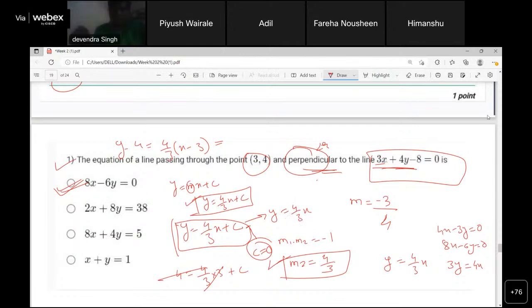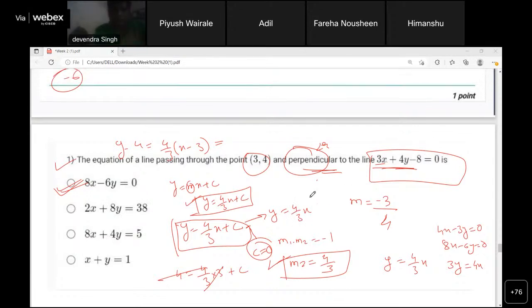Just multiply it, it will be 4x minus 3y equals 0. We can divide and multiply by any integer and the equation will be the same. So it is 8x minus 6y. If we divide it by 2, you will get 4x minus 3y, right? Yeah, same thing. Thank you.